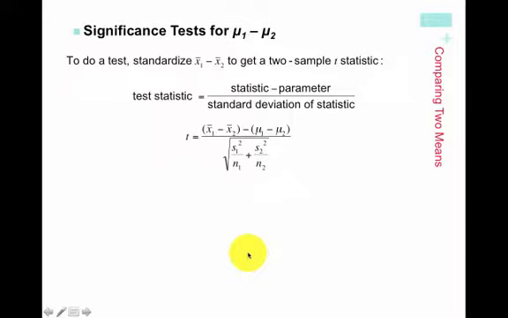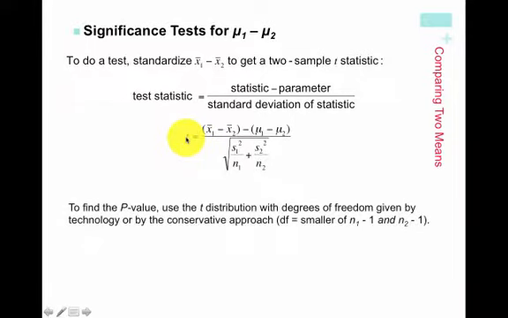So, to do a test, we standardize x bar 1 minus x bar 2, and we can calculate a sample t-statistic, a two-sample t-statistic. To find the p-value, we will use the t-distribution with degrees of freedom given by our technology, and we're going to use the technology today, or using the conservative approach of picking the smaller of the degrees of freedom from our two samples.